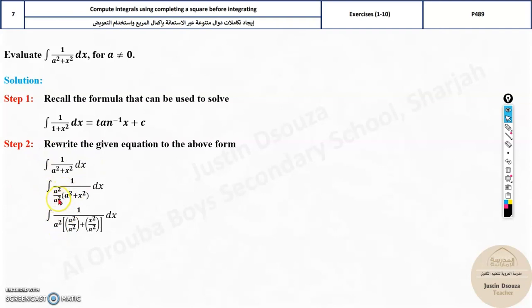Now, this is important. You will just multiply the denominator. Why? Because this gets 1, isn't it? Whereas this remains, and all you're doing is multiplying just the denominator. Now, all you need to do is cancel this out. A square becomes 1, and this, take it out, it's in the denominator, so it'll be 1 by a square, integral 1 by 1 plus x by a, the whole square, dx.